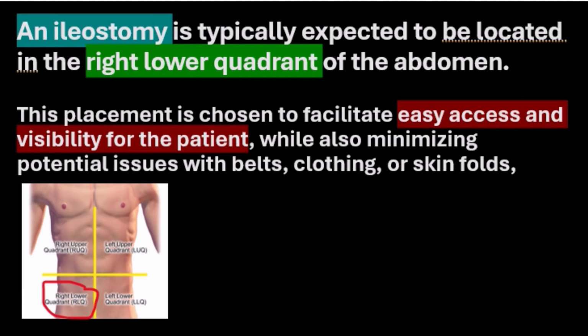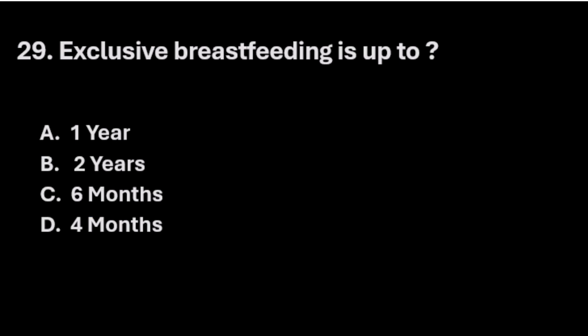expected to be located. Next question: exclusive breastfeeding is up to option A, 1 year, option B, 2 years, option C, 6 months, and option D, 4 months. The right answer here is option C, 6 months.